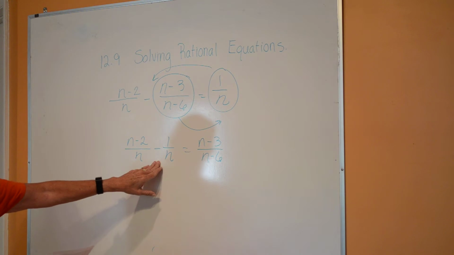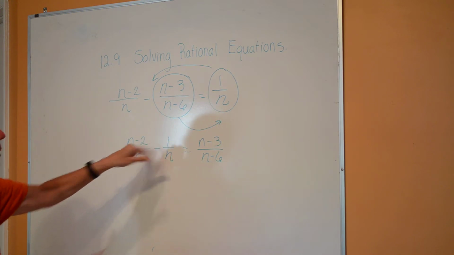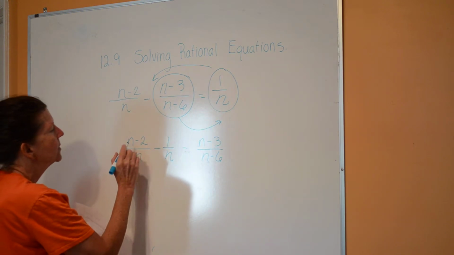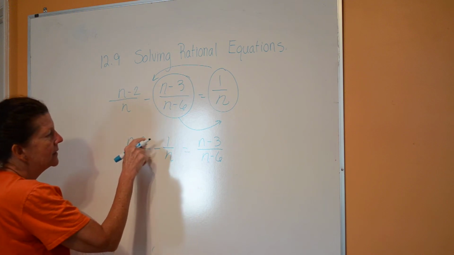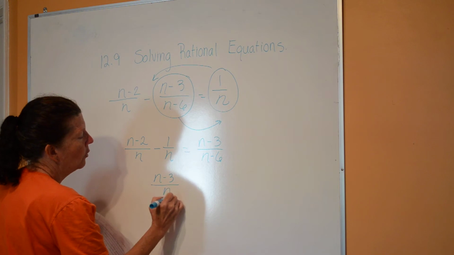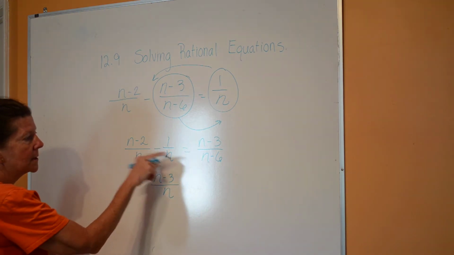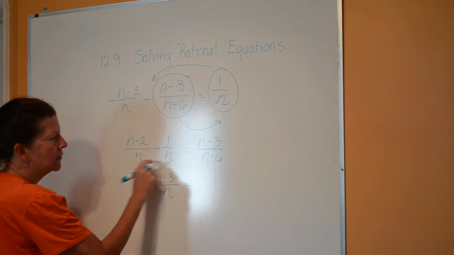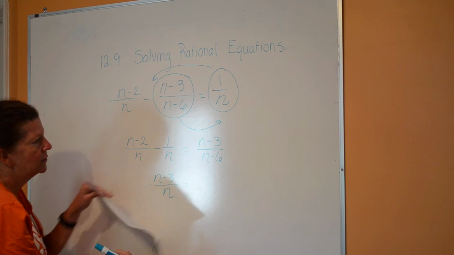All right, now I have a common denominator here, so I can go ahead and combine the top numbers. So I have n minus 2 minus 1, which is n minus 3, over an n, because remember I'm subtracting, so the denominators just get brought down. They do not get combined.